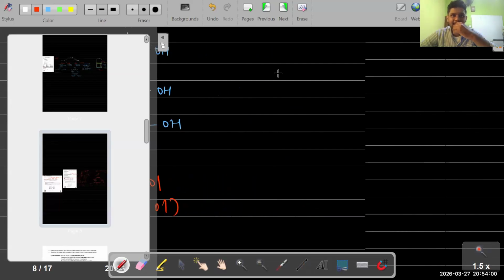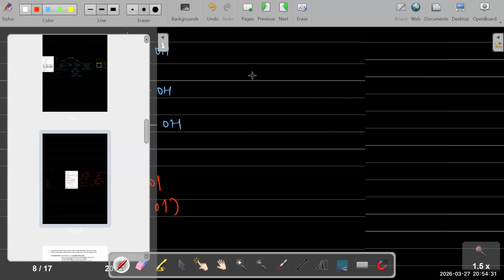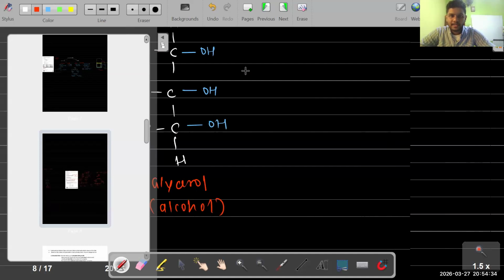Now fatty acid is an organic acid, right? Organic acid means it should contain carbon and hydrogen, right? That should be present. Now if you see carbon dioxide, is it organic or inorganic? Inorganic. Why? It does not have hydrogen. If you see water, is it organic or inorganic? Inorganic. Why? It does not have carbon in it, right? So fatty acid is an organic acid, which means it has carbon as well as hydrogen in it, right?